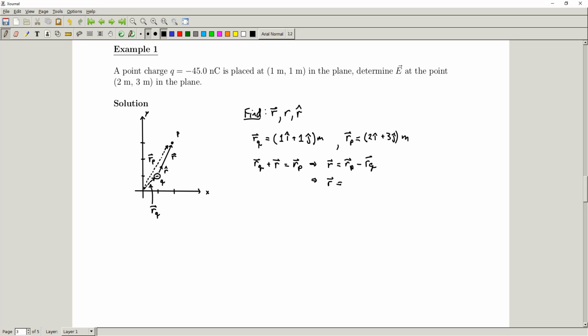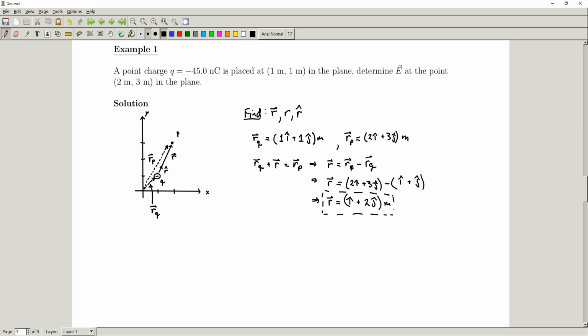If we just do that vector subtraction, we basically sub in RP here, RQ here, and then we simply subtract term by term. So maybe I'll write it out in full since it's the first time we're doing this. We're going to end up with 2 i hat plus 3 j hat minus i hat plus j hat. I won't include the ones anymore here. And so what does this give us? Well, this gives us an R equal to i hat plus 2 j hat, and this is going to be in meters. Okay, so this is one result that we want.